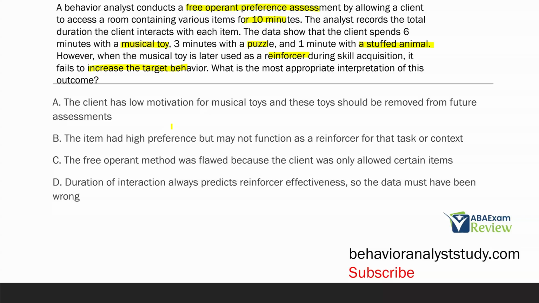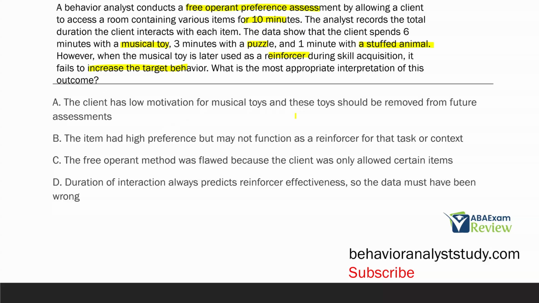A, the client has low motivation for musical toys, and these toys should be removed from future assessments. Well, you're painting very broadly there if you're just going to eliminate all musical toys forever. The client clearly showed interest in the toy, but given the scenario, it wasn't reinforcing. So in this particular scenario, yes, but we're not just going to remove musical toys altogether. They might be useful in the future.